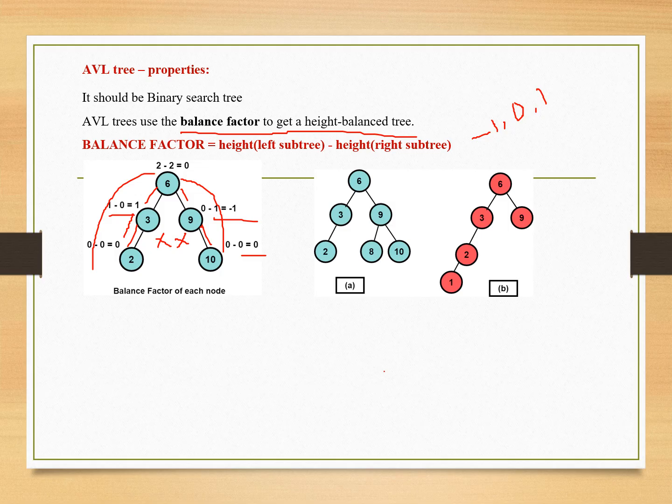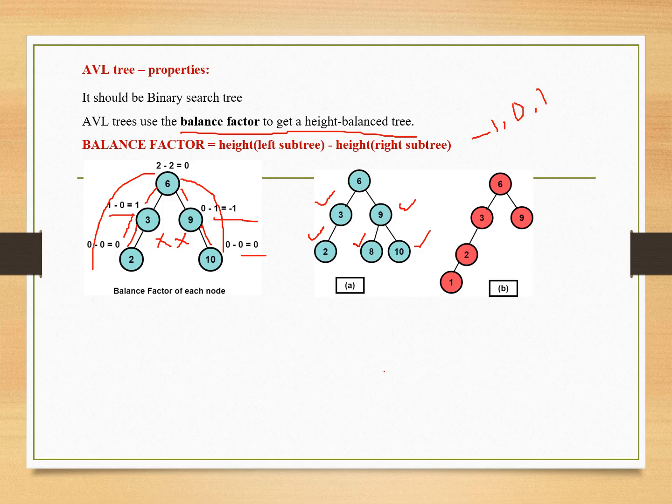Here, let us see whether it is an AVL tree or not. First, let us check whether the condition for binary search tree holds or not. 3 is less than 6, fine. 2 is less than 3 and 6, fine. 9 is greater than 6, fine. 8 is greater than 6 and less than 9, fine. 10 is greater than 6, greater than 9, fine. So the properties of BST hold good.